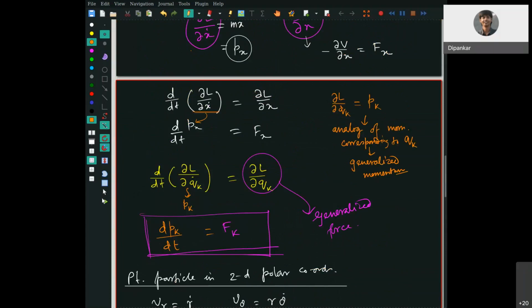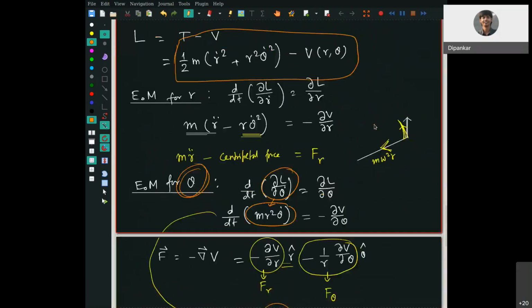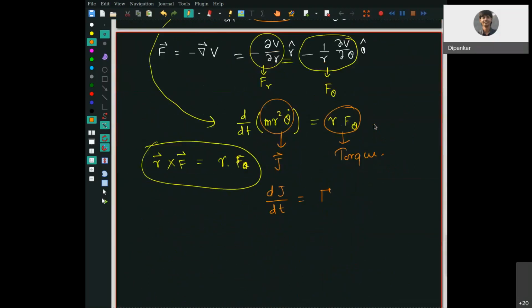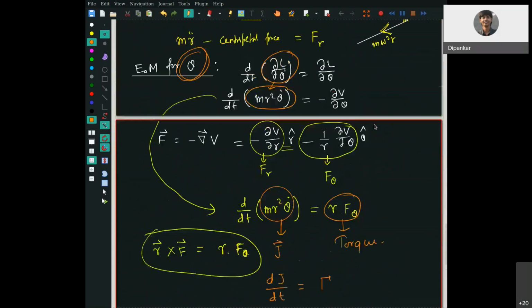Previously I defined this to be my generalized momentum. I see that it really makes sense if I know how to interpret my results, and if I see a generalized coordinate, I can define a generalized momentum and generalized force corresponding to that particular coordinate. Okay. There is more that you can extract from this simple exercise.